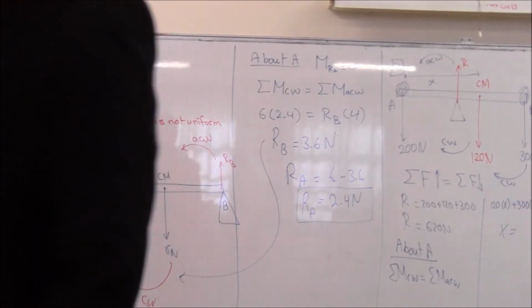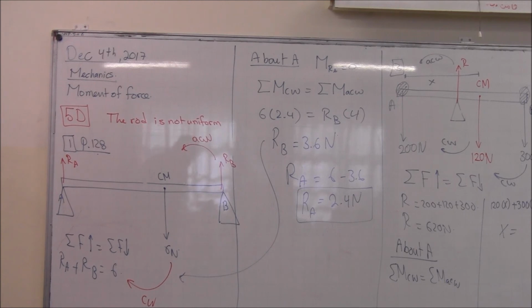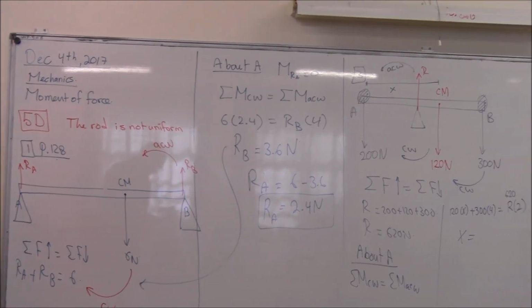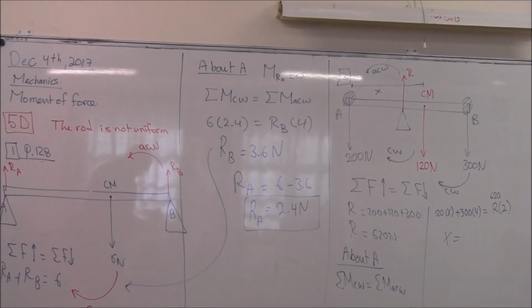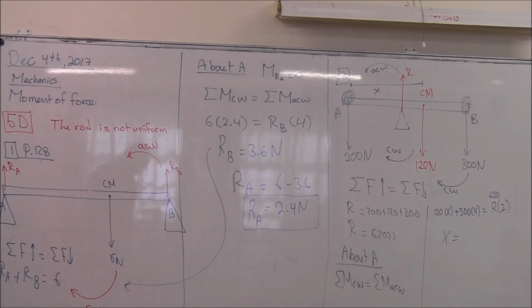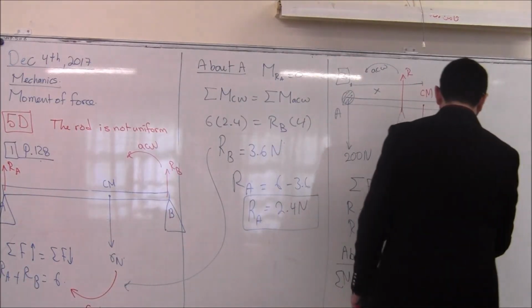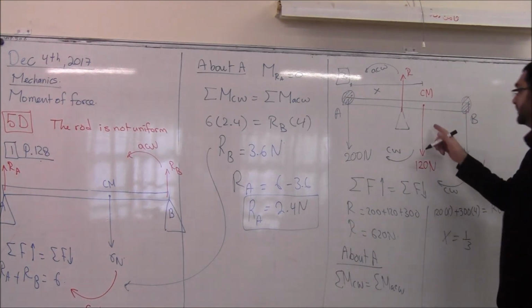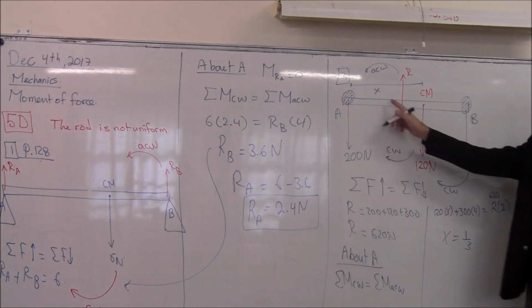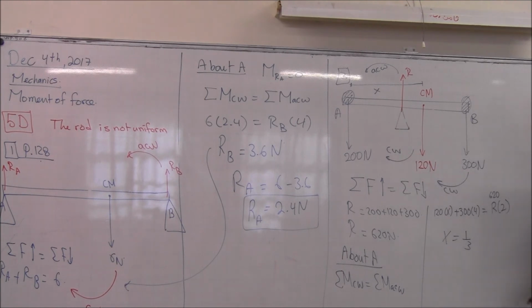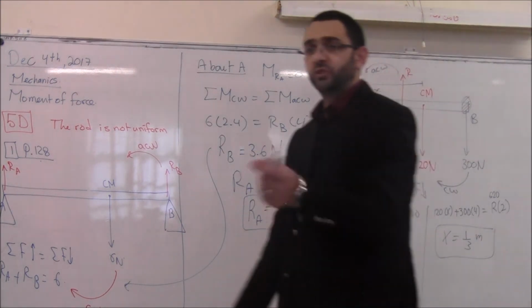Should we solve question 4? Okay, guys? x equals 1 over 3, 1 over 3 meters. So actually my placement was wrong, it should be here. I should not put the center of mass in this position.